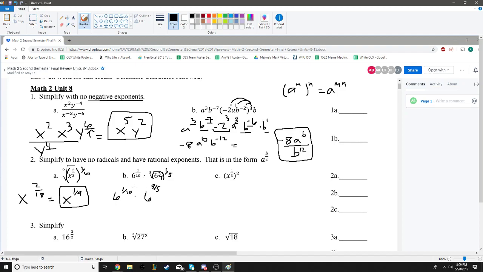However, as it stands, we cannot add these exponents together because they don't have common denominators. So if we multiply top and bottom by 2, this becomes 6 to the 1/10 times 6 to the 6/10, and you just add the numerators to get 6 to the 7/10.